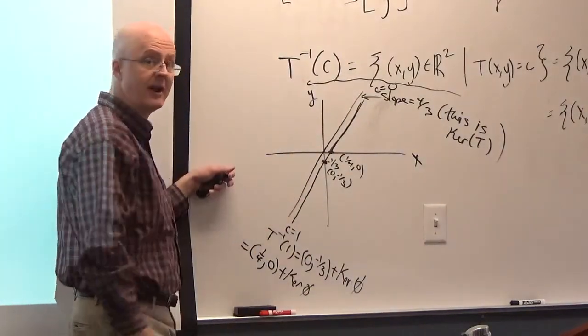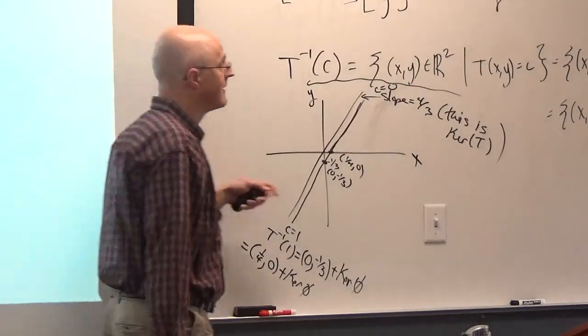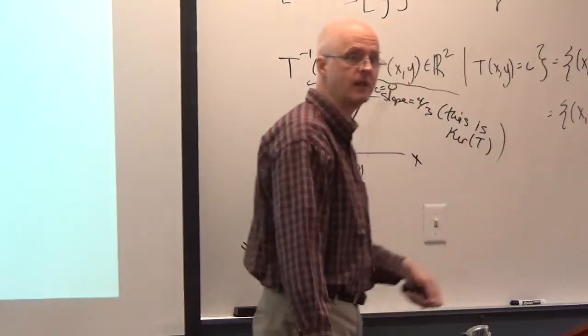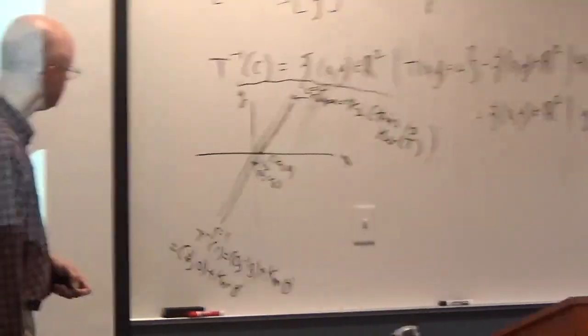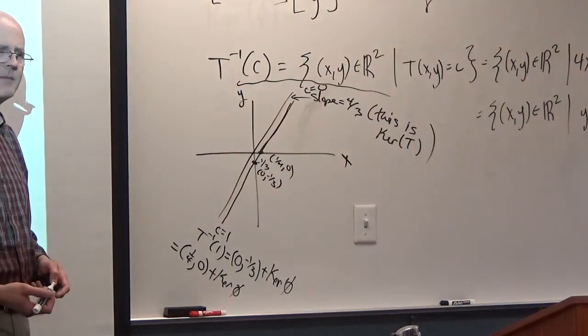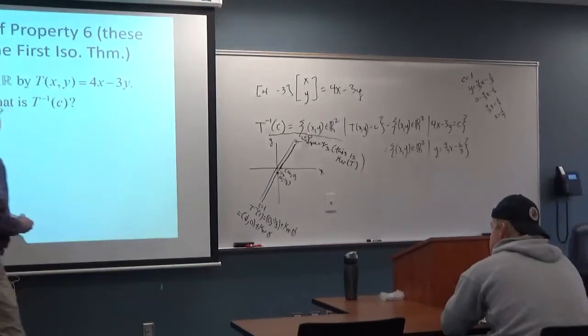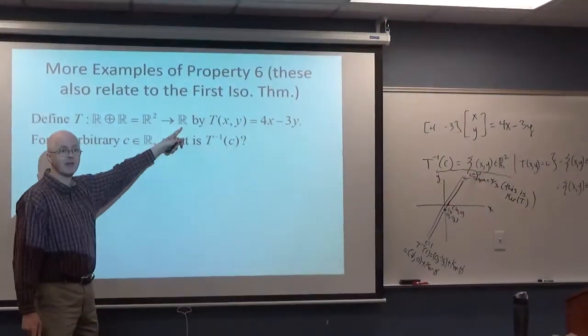And I could keep going here. I could consider other preimages. They'd all be left cosets. You could represent them all this way, but they'd all be left cosets of the kernel. And how is this related to the first isomorphism theorem? T here is onto, by the way. It is onto the codomain.